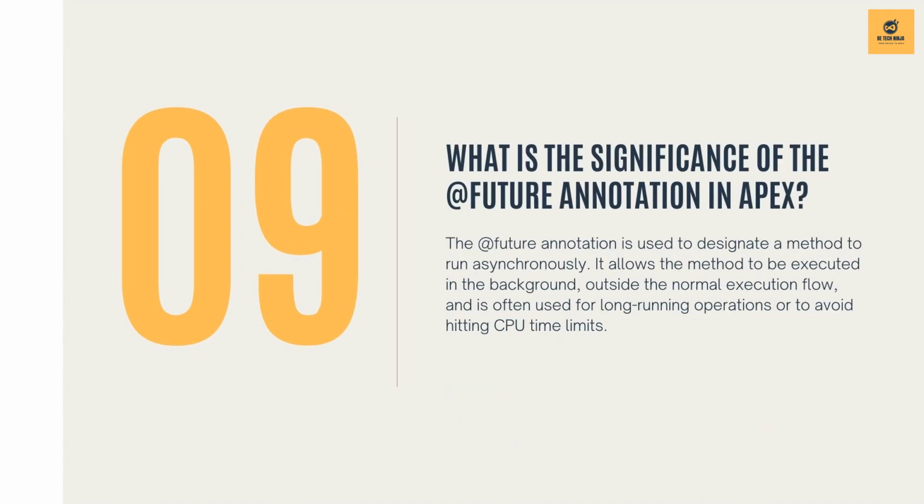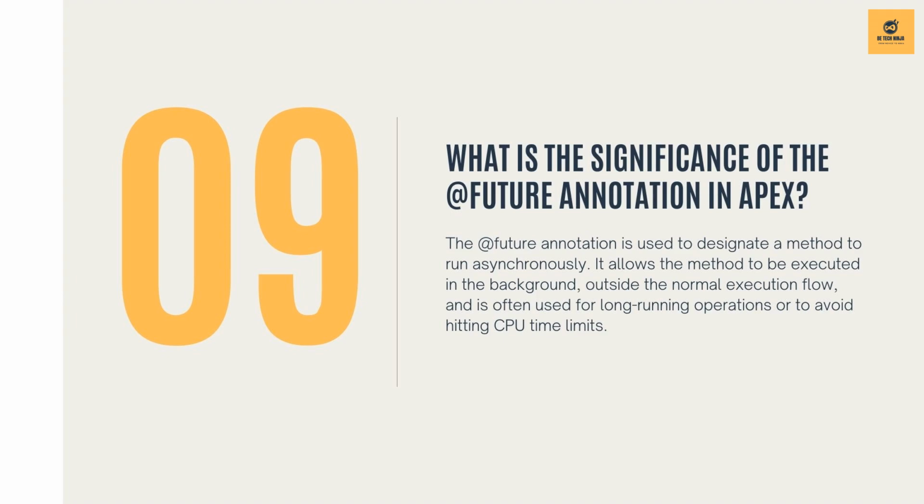What is the significance of the @future annotation in Apex? The @future annotation is used to designate a method to run asynchronously. It allows the method to be executed in the background, outside the normal execution flow, and is often used for long-running operations or to avoid hitting CPU time limits.